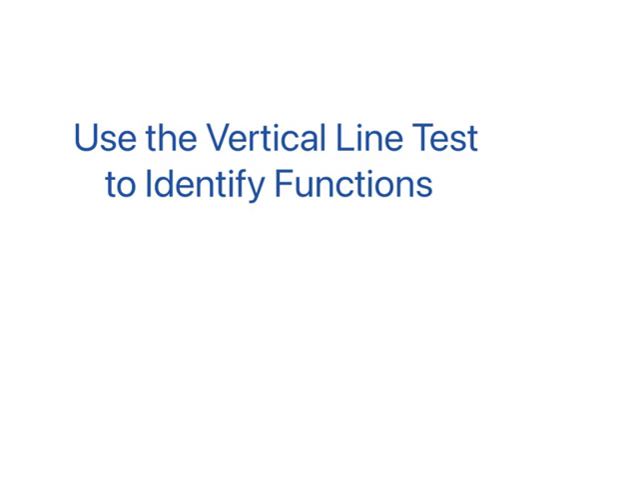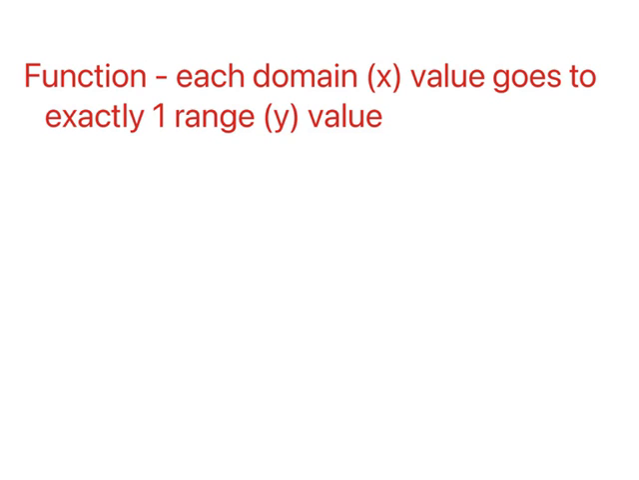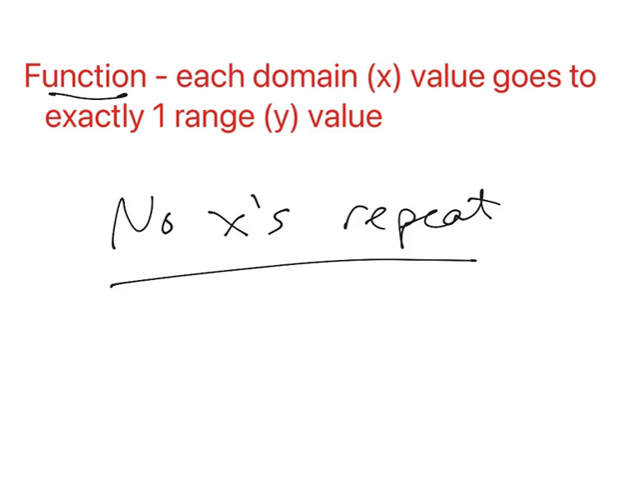Use the vertical line test to identify functions. So first, let's talk about some terminology. A function is when each domain, or the x value, goes to exactly one range value. So no x's repeat. That's the big part of a function.